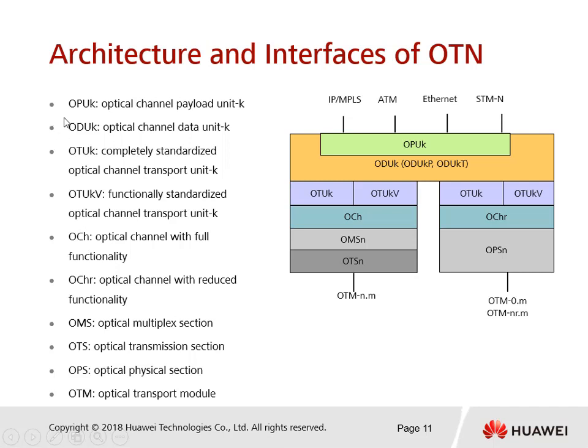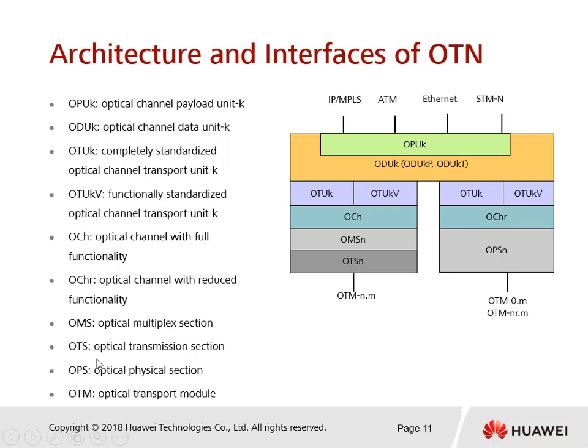So what I said before, OPUK, ODUK, OTUK are electric layer signals. And the OCH, OMS, OTS, or OPS are the optical layer signals. For example, the OCH means optical channel with full functionality. So this is just one wavelength. If it's OCHR, it means reduced. And the OMS is the optical multiplex section. The OMS is between the OM and OD, meaning from the optical multiplexer to the optical demultiplexer. Between this part, we call it the OMS.